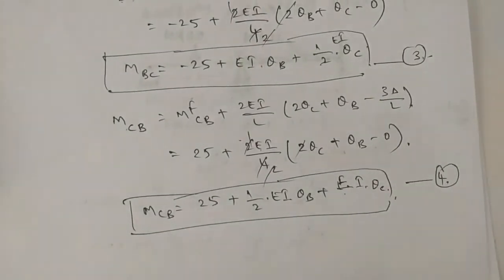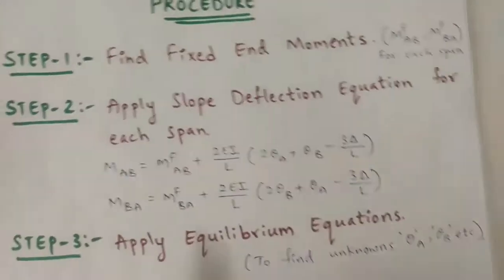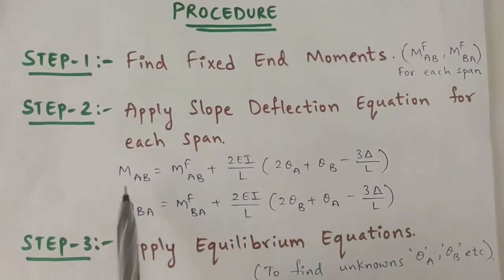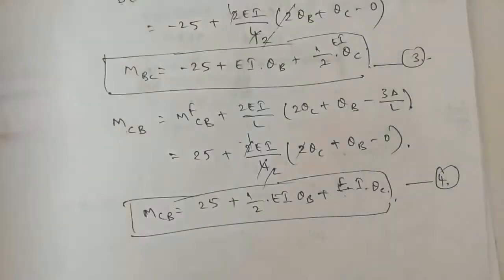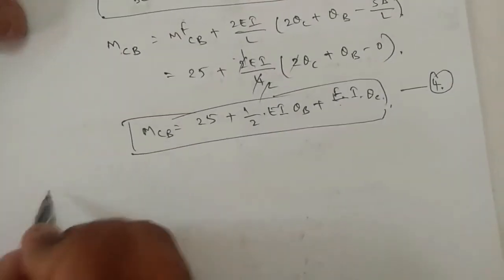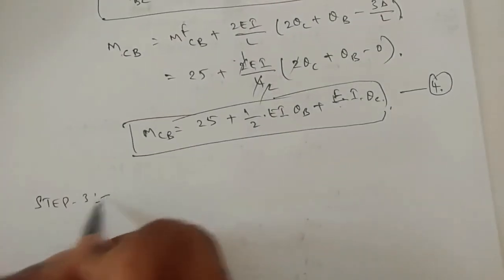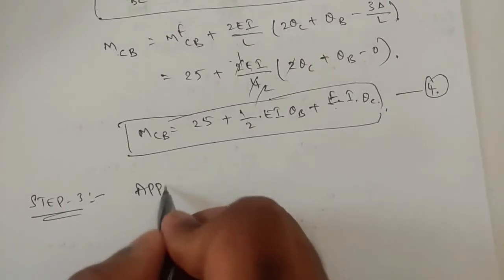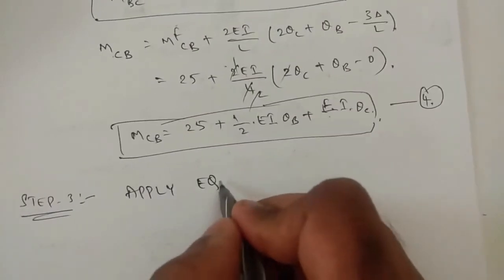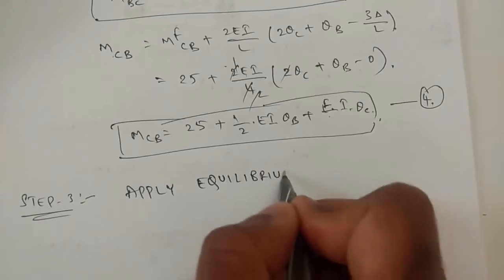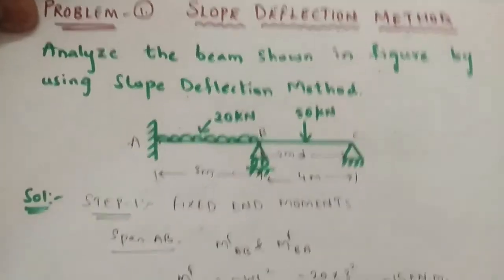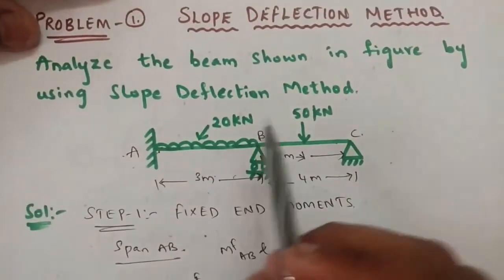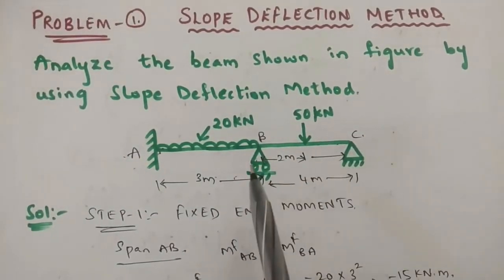We have got 4 equations, completing step number 2. For each span you have done the MAB and MBA. Now in step number 3 we have to apply the equilibrium equations. What are the equilibrium equations? In this case we have two unknowns, theta B and theta C.